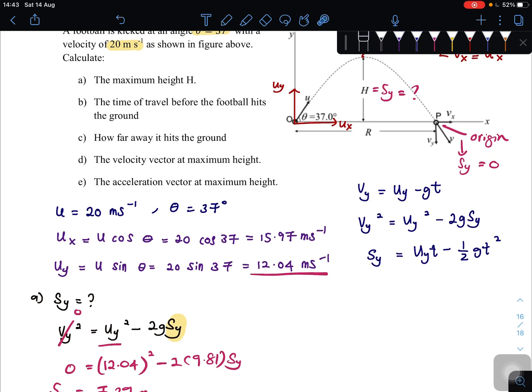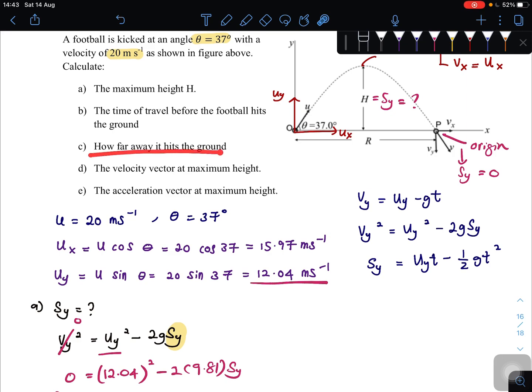Okay, next one, we want to find how far away it hits the ground. How far away maksudnya, daripada point initial, berapa jauh dia jatuh ke point P ni. Maksudnya, ni adalah initial kan, daripada initial point. So, berapa jarak daripada point yang asal ke point di mana bola ni jatuh, which is actually the value for Sx. Okay, x component of the displacement, ataupun usually kita akan panggil dia sebagai range.